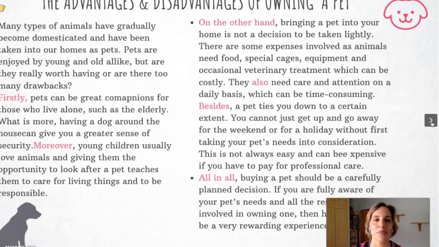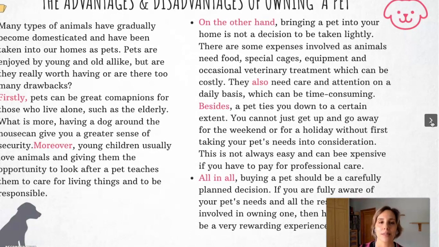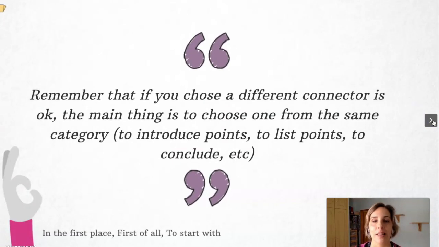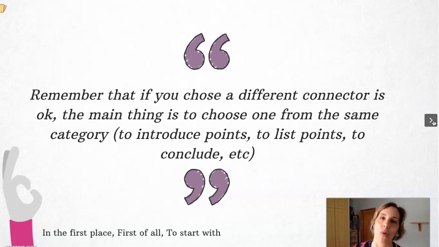Okay, so here we go. Here is the same text, but in this case you have the correct connectors all in red. Bear in mind that if you chose a different connector, it's okay, as long as they are similar in meaning. So for example, instead of on the other hand, if you chose however, then that should be okay, in the sense that you chose a synonym or a similar connector.